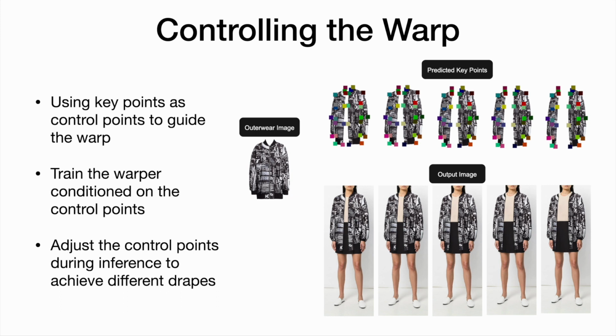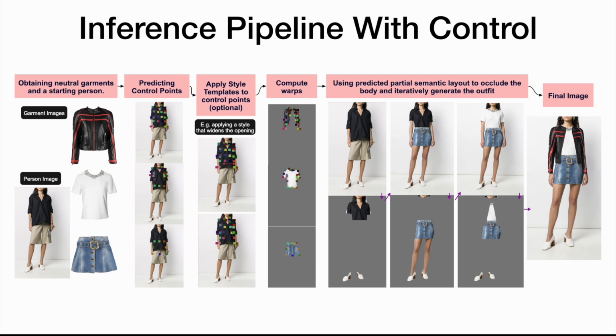Once we've done that, during inference, we can adjust the control points and the garment would drape accordingly. So here you could see on the right side, we've done a little interpolation where we move the inner key points of the outerwear further away to simulate the outerwear being dressed more loosely. And we could see the warp follow the control points very closely. Given the control points, we have to redesign our inference pipeline to incorporate them.